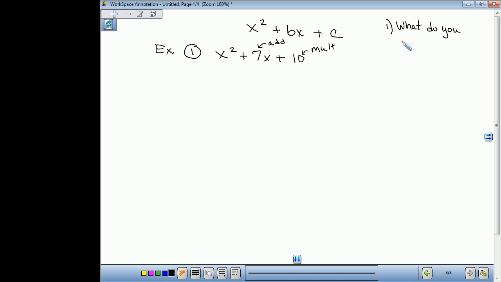Good. So it's kind of like the box method. Yes. So it's 12 times 2? To get the C part that you add to get the B part.